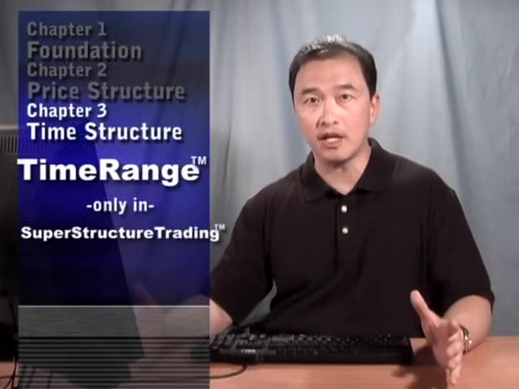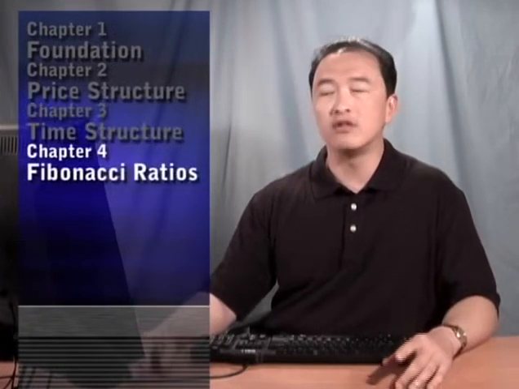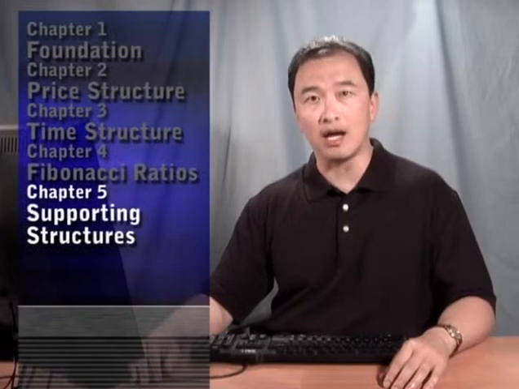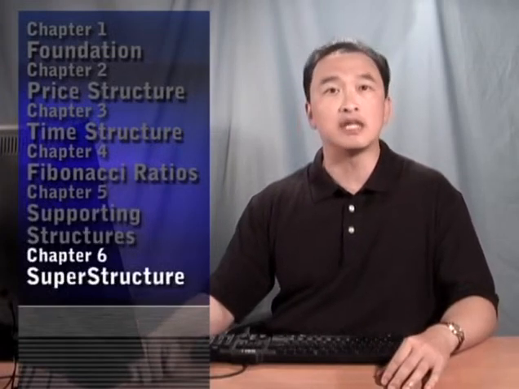Chapter 3 covers the time structure, which is the time range. Only superstructure trading has this. It's found nowhere else. Chapter 4 covers the Fibonacci ratios. When you apply these ratios properly, you get unbelievable accuracy in your trading. Chapter 5 goes over the supporting structures, which are used to align with the dominant structure. And in Chapter 6, we put everything together.